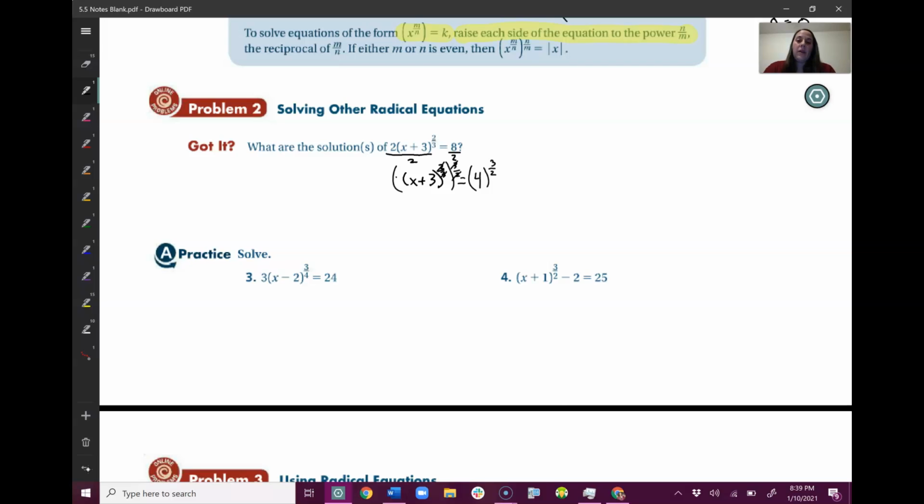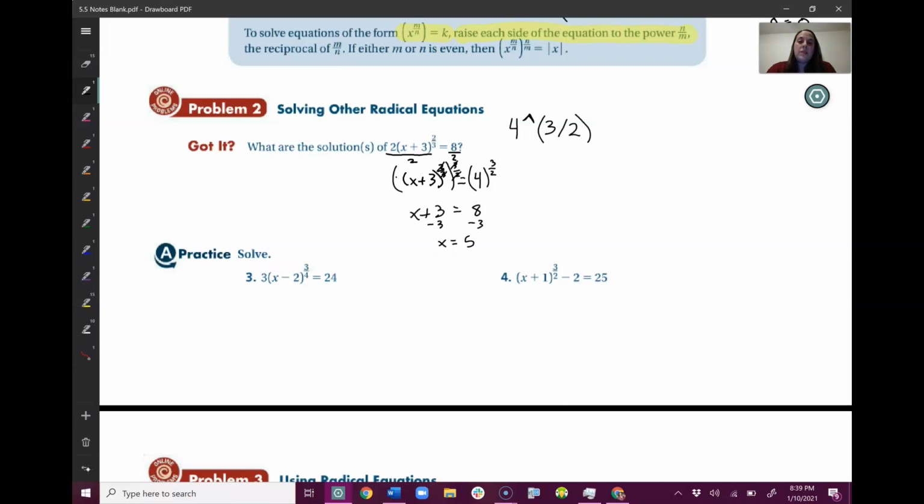Now, one thing to be careful of, you can put that into your calculator. If you type in 4 and then you find the little caret symbol, and then you do parentheses 3 divided by 2, like that, it should give you 8. And then we'd minus 3 from both sides to get x equals 5.